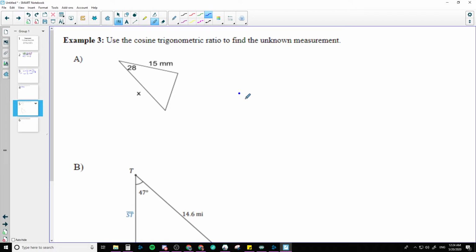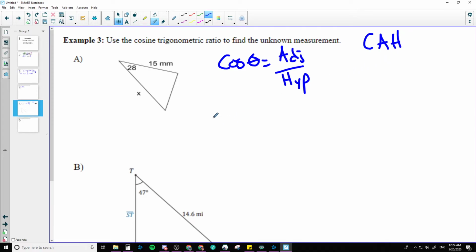Okay, so let's get into some actual calculations with triangles. So here's our angle here. So again, we've got cos theta equals adjacent over hypotenuse. Remember, CA. So this is theta, so cos 28 equals adjacent side. That's the side that we have because this is the hypotenuse. Here's the right angle. Across from the right angle is side x. So x is going to be on the bottom. 15 millimeters is on top.